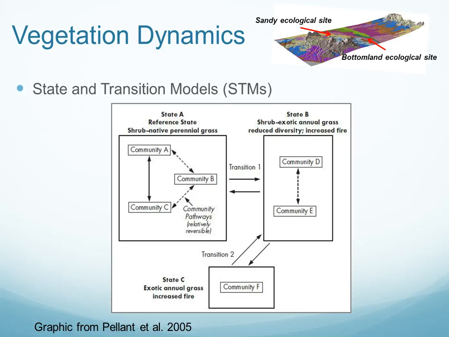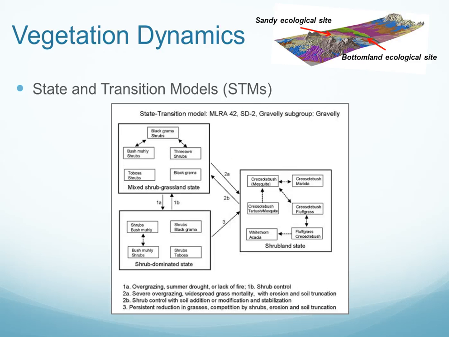We also see in this state and transition model a third community, the exotic annual grass community, that is represented here, and we can move or change from state B to state C through a different transition, which represents different types of processes. We can see also that there is no transition that goes straight from state C to state A or from state A to state C. So this is a generic state and transition model. Let's take a look at a real state and transition model.